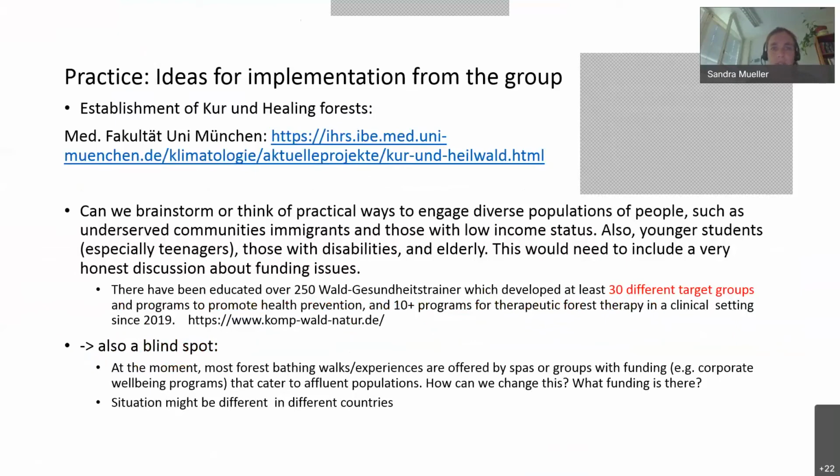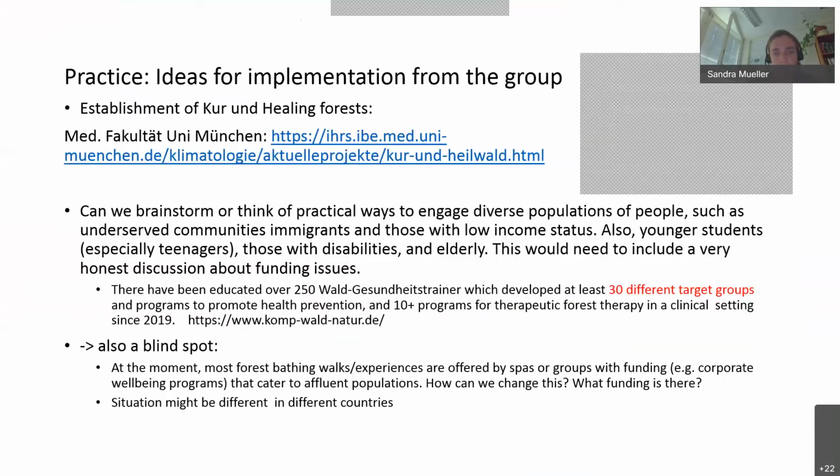Then ideas for implementation from the group. I think some things came up now, so I can keep this brief. We talked about cure and healing forests and how they become more and more numerous, and of different agencies establishing them and criteria getting established for establishing these cure and healing forests. We talked about the need for training and standardizing training for forest therapists and forest health trainees.